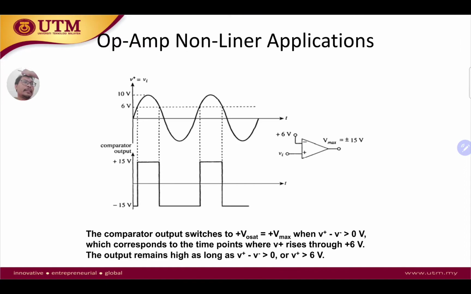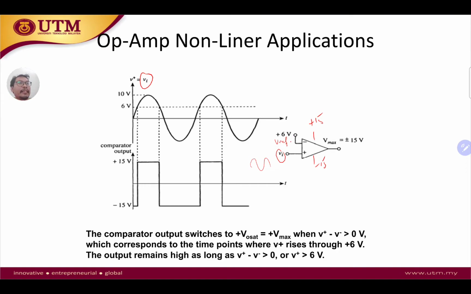So let's look in more detail here. In the comparator, this is Vref. We're going to put 6 volts on Vref. And then we are going to put plus and minus 15 volts on the supply of the op-amp, and we are going to supply a sine wave on the input.